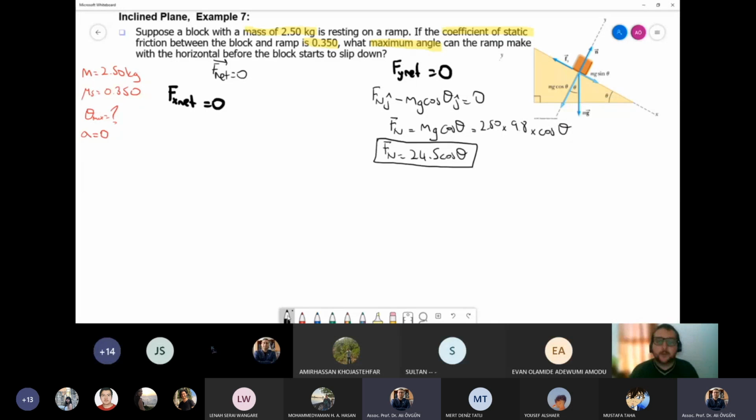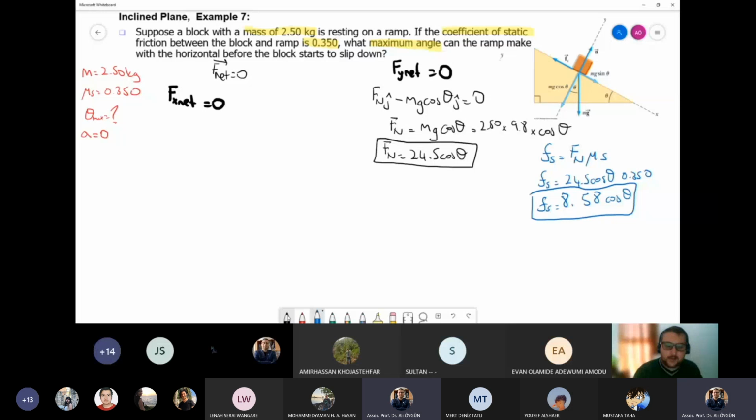Why is F normal important? Because the friction force Fs is equal to F normal times mu s. Now you can calculate the friction force, because Fs is equal to 24.5 cosine theta times mu s. Mu s is 0.350. So Fs will be equal to 8.58 cosine theta. This is important because we are going to use it later.